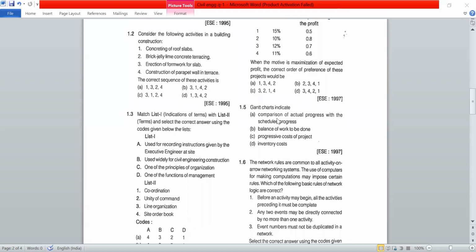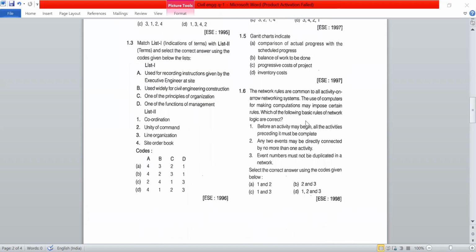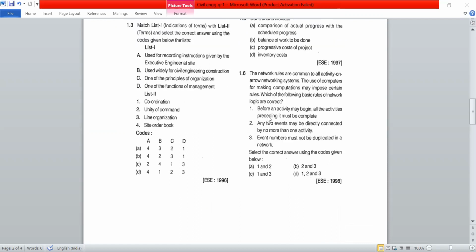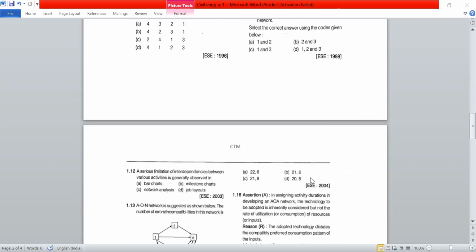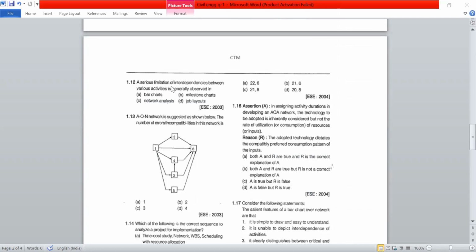Gantt chart includes comparison of actual progress with the scheduled progress. So the network rules are common to all activity on arrow network system. The use of computers for making computations may impose certain rules. Which of the following basic rules of network logic are correct? So the right answer is 1, 2, and 3. All are correct answer.